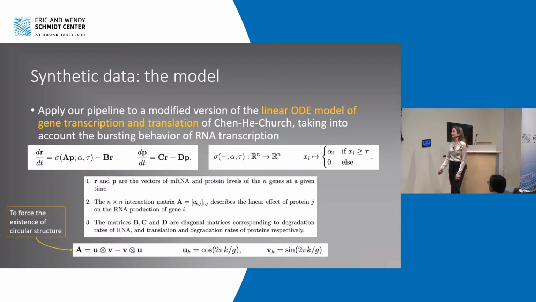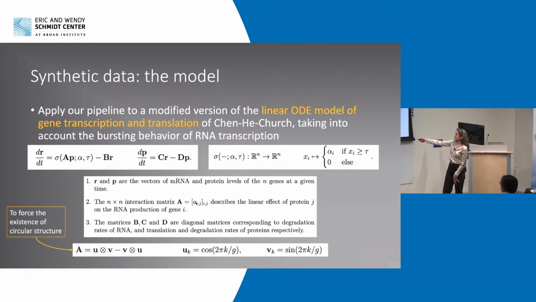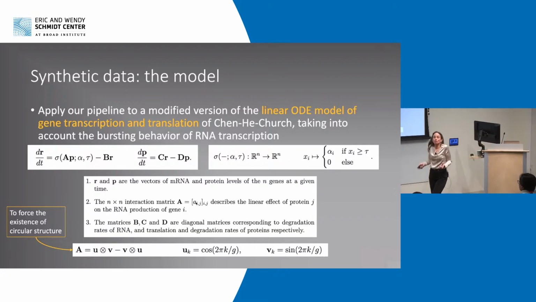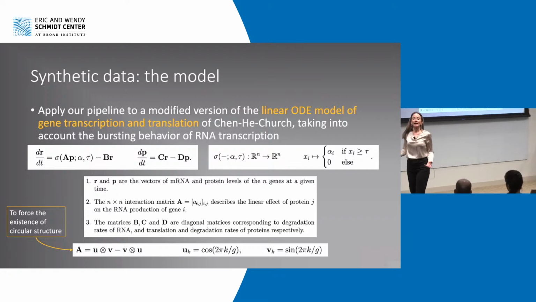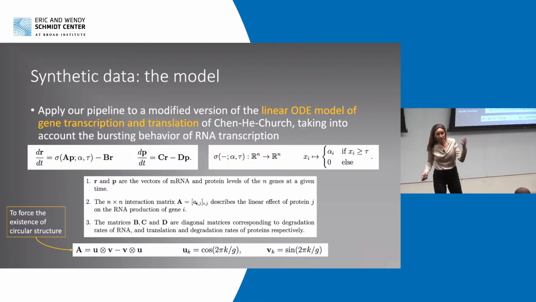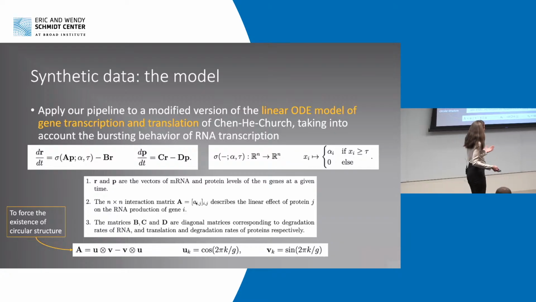And then what we do is we make a choice of this interaction matrix that is going to force the existence of cyclic structure. Okay, so we know it's got to be there. And we say, can we detect it? Can we detect it properly? Are we going to get the right ordering of the genes and so on?